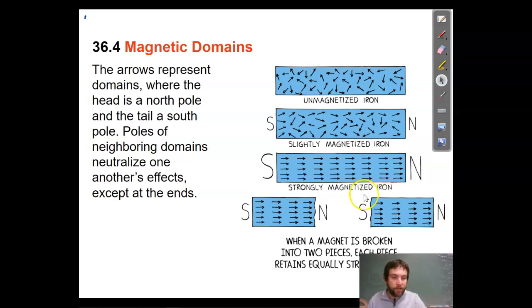If you break that iron bar magnet in half, then remember, we have a North Pole and a South Pole, and a North Pole and a South Pole always.